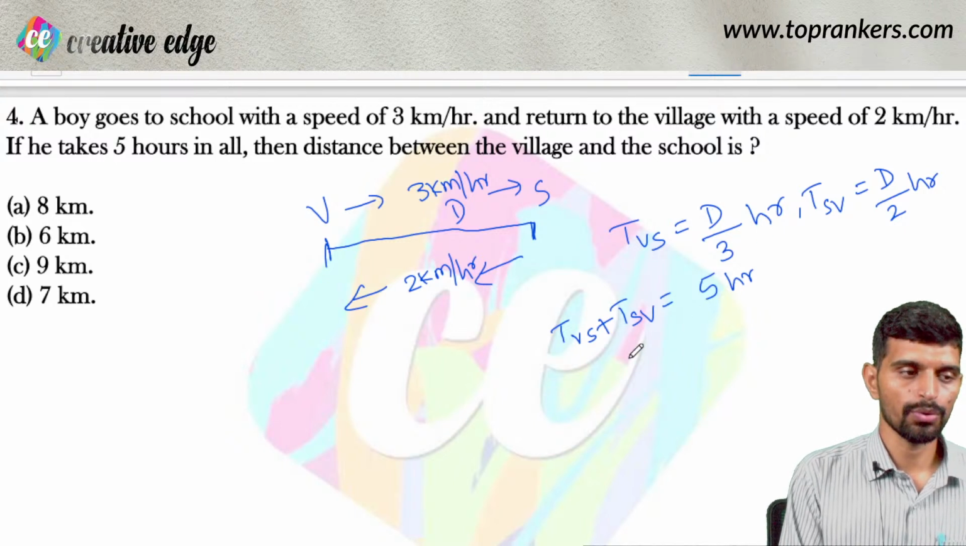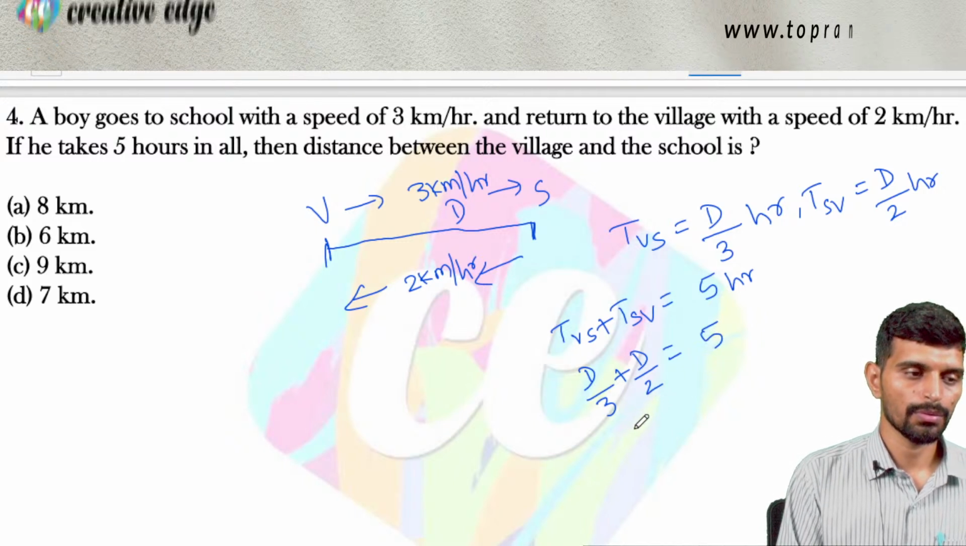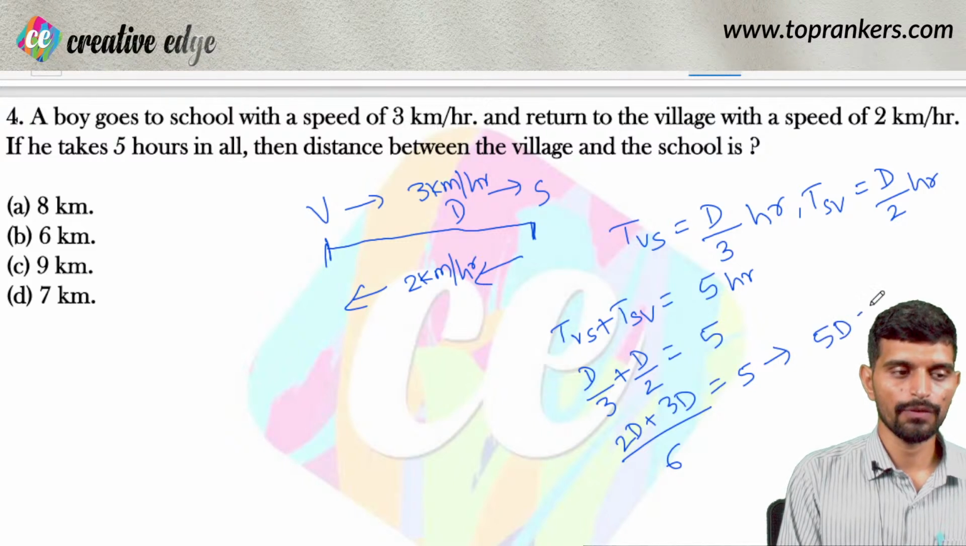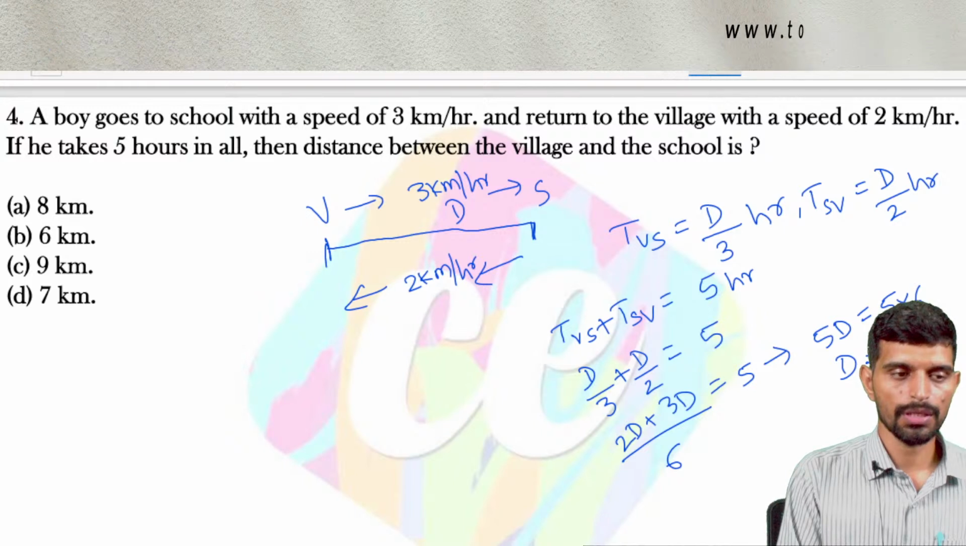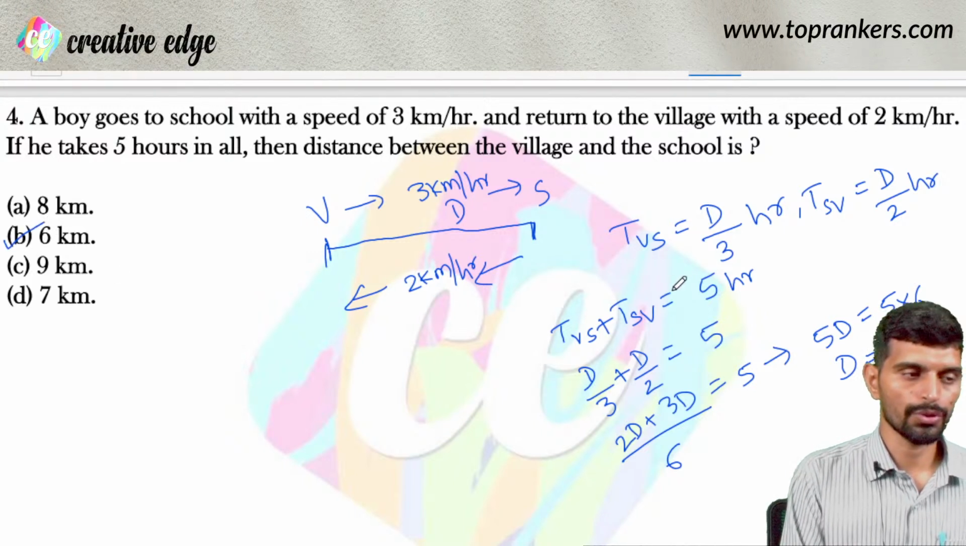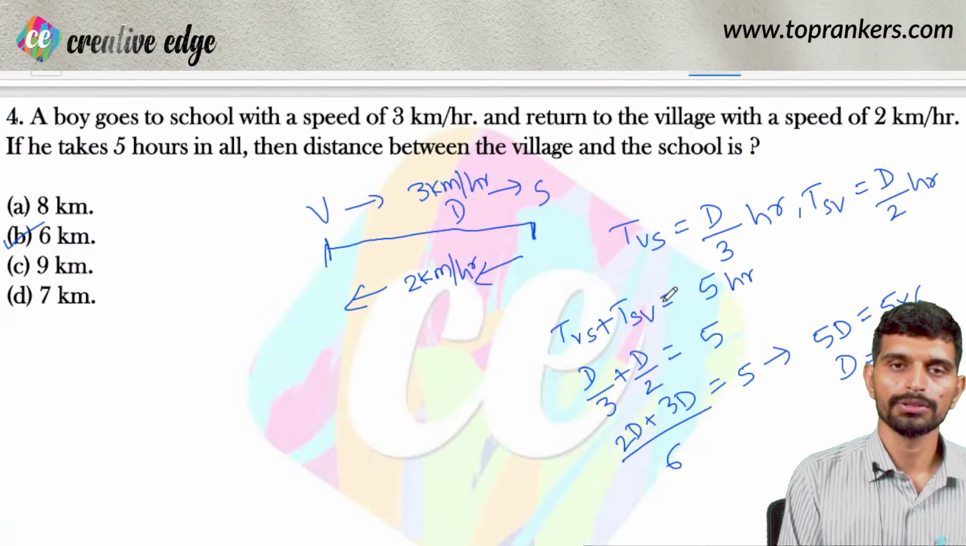So let's substitute the value and determine the value of distance. So d by 3 plus d by 2 is equal to 5. So take LCM 6: 2d plus 3d equals 5 into 6. So that gives you 5d equals 5 into 6, which is d equals 6 kilometers. So the answer to question number 4 should be 6 kilometers.